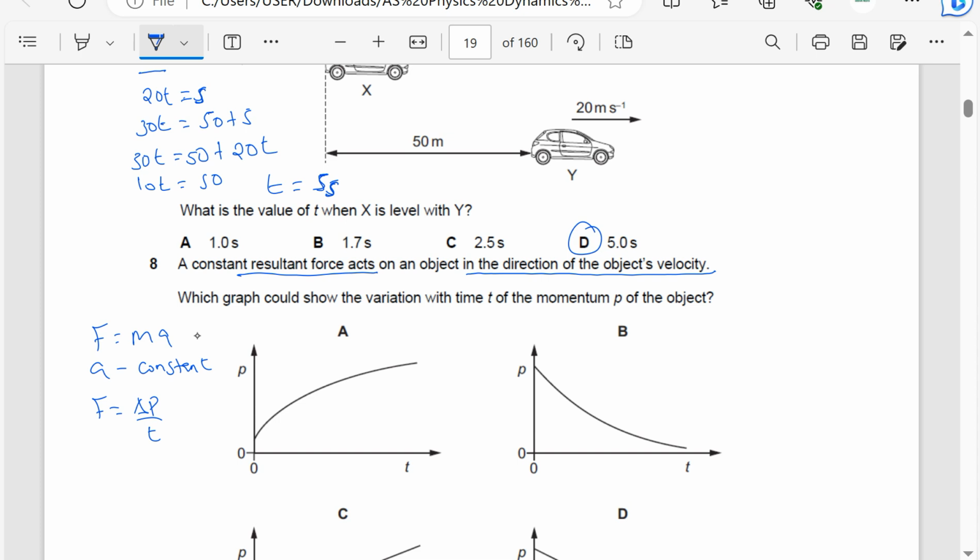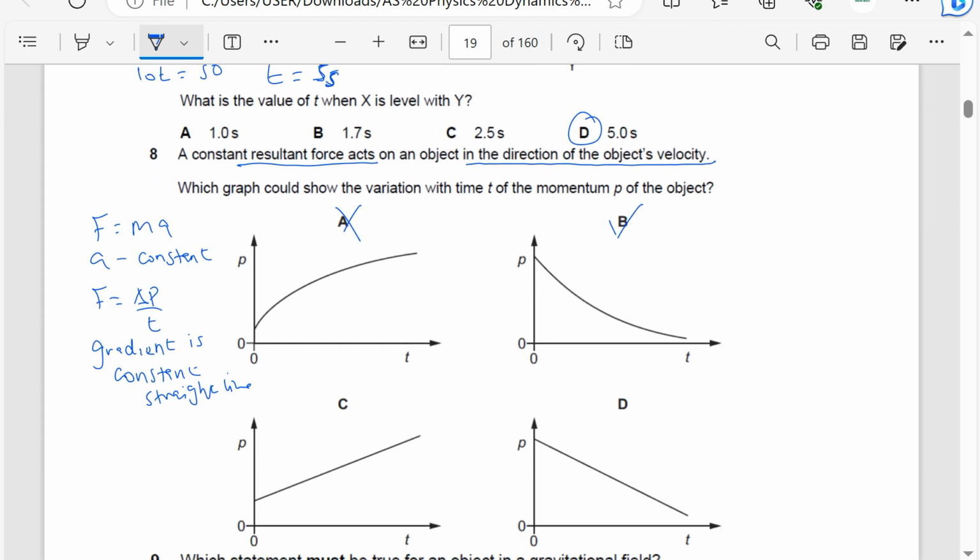And the force is constant, so the gradient must be constant. What does that mean? It should be a straight line. So constant gradient means a straight line. So we ignore A, we ignore B because those are not straight lines.